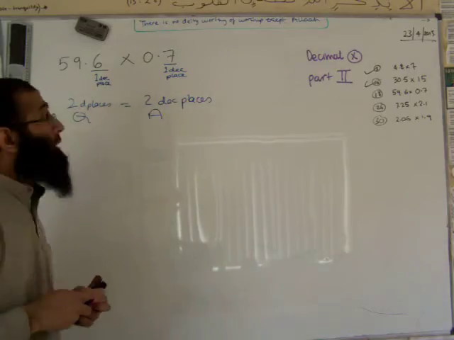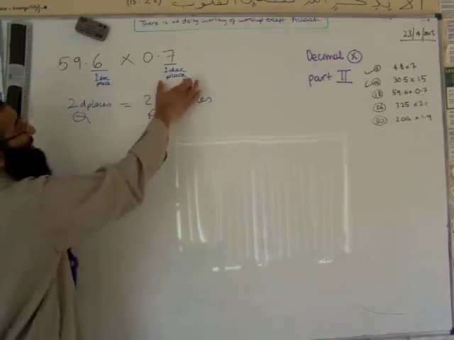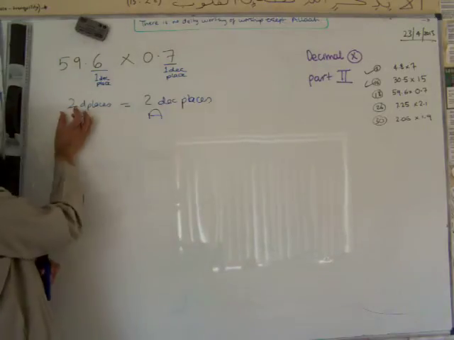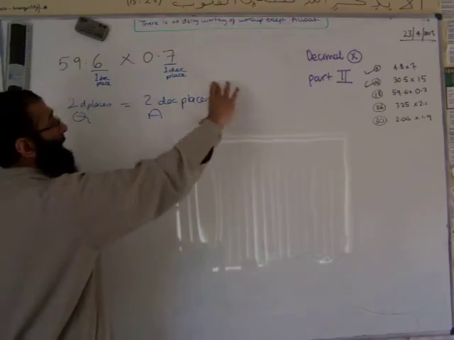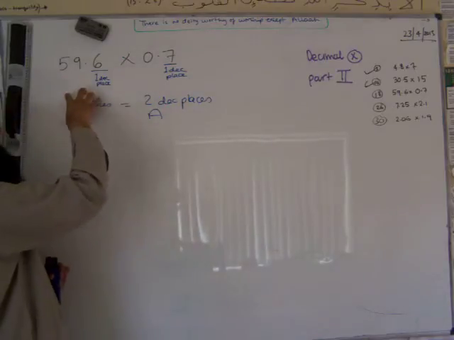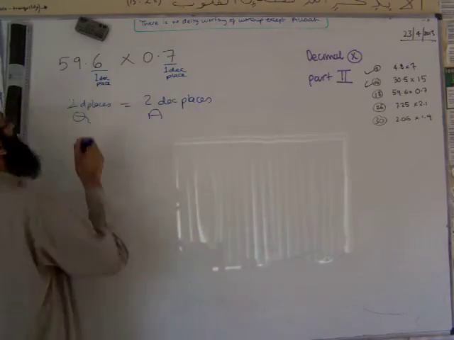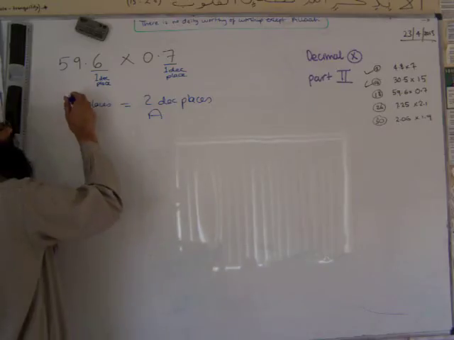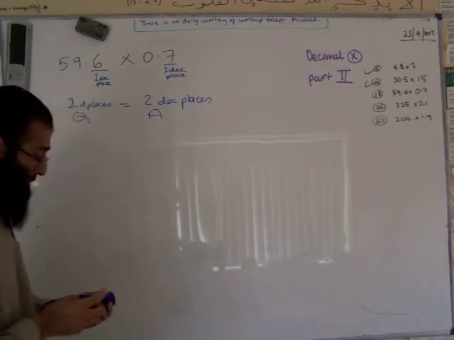So what we've done so far, we've counted the decimal places in each part of the question, we've totaled it, we've made our statement, second part. If I've got 2 in the original part of the question, I'll have 2 in the answer. Right. Let's start the question now.